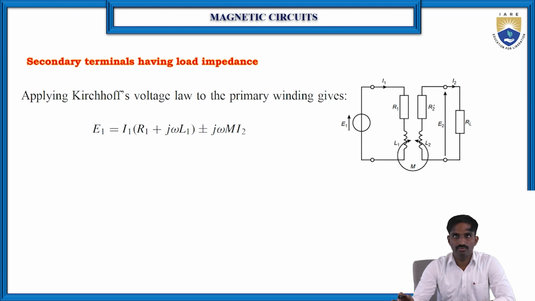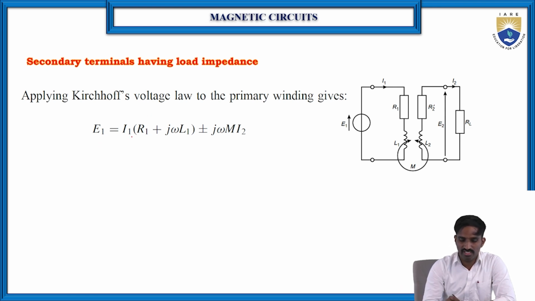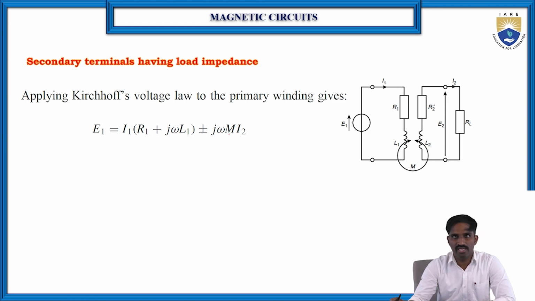Okay, so for that, one thing that we need to remember here is E1. Because here the load terminal is there, I mean the secondary circuit is not open circuit, that's why some amount of current will flow through the secondary winding also, which is I2. Right. So that's why here E1 is equal to I1 into R1 plus j omega L1, plus or minus j omega M I2. This concept we have already discussed.